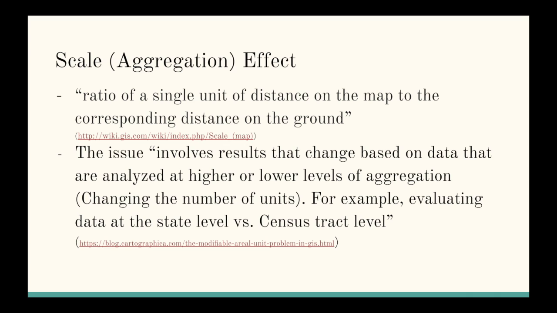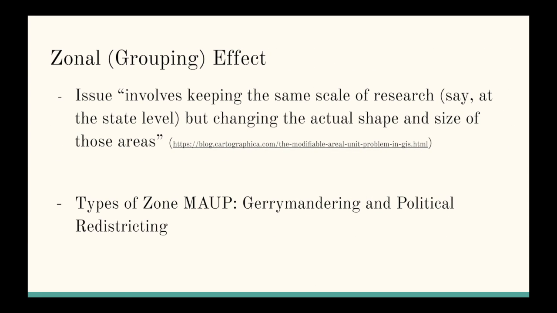So the issue involves results that change based on data that is analyzed at higher or lower levels of aggregation. So the changing number of units, for instance, evaluating data at the state level as compared to the census or nationwide level. So the zonal or grouping effect's issue involves keeping the same scale of research, say at the state level, but changing the actual shape and size of those areas.